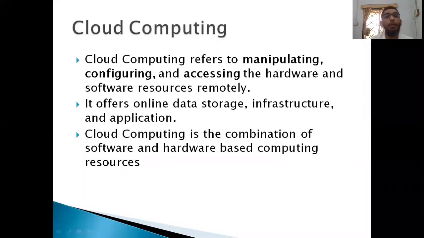So we are back. What it means is that you're going to manipulate, configure, and access the hardware and software resources remotely. Any resources which are in a remote location, you are going to access them. You need to configure them here. It offers online data storage, infrastructure, and applications. Any applications which are placed online, it offers you the data structure and the infrastructure.